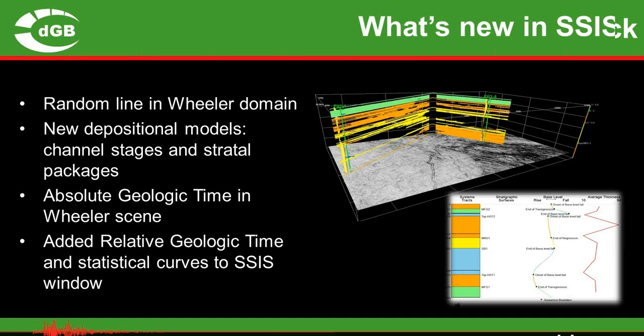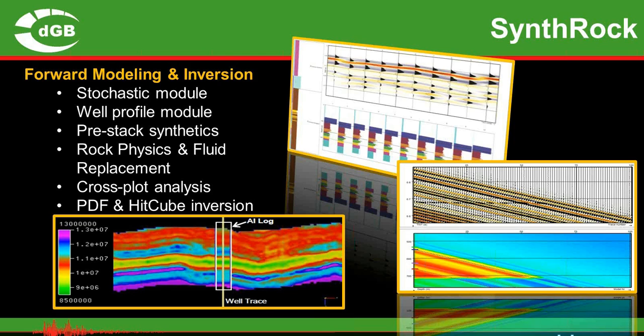Another highlight, of course, in the 4.6 release was the release of Syntroc. We have spent another webinar on this, but Syntroc is our tool for both forward modeling and inversion. There are two forward modeling modules in Syntroc. That is a well profile module, which is used for quick sensitivity analysis, and there is a stochastic module which allows you to generate thousands of stochastically generated pseudo wells. From these you generate synthetic seismograms, and these you then cross-match against the seismic to get rock property probability volumes in an inversion approach that we call the hit cube.